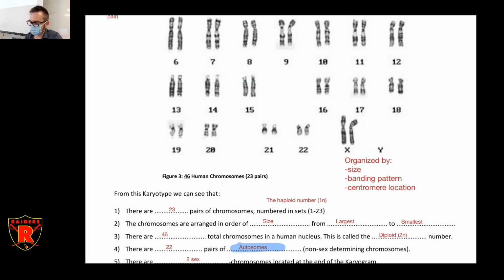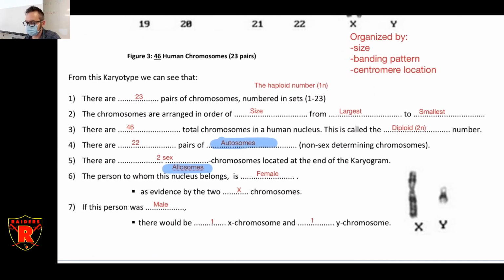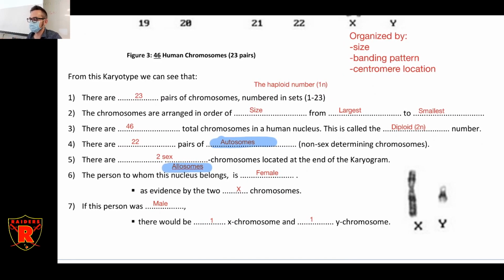And it's different by species. So again, I'm just going to go over this terminology here. There are 23 pairs. They are in numbered sets from 1 to 23, and that's also known as your haploid number, your 1N number. They're arranged from largest to smallest. 1 is the largest, 22 is the smallest, and then they just kick the sex chromosome to the end.